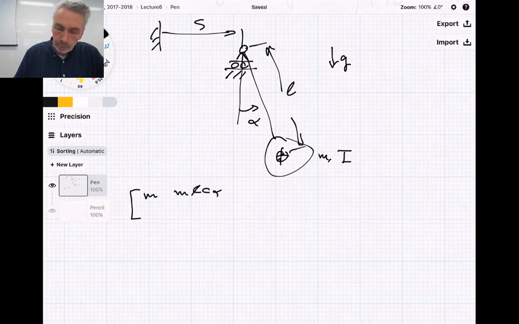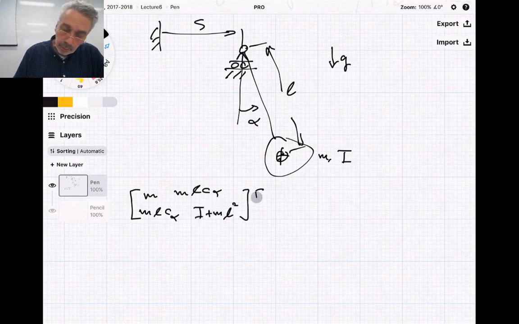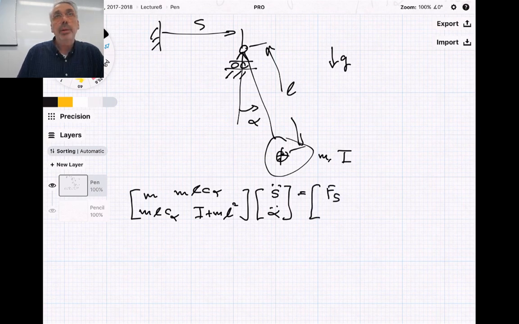ml cosine alpha, ml cosine alpha, and I plus ml squared times s double dot, alpha double dot equals F_s. Yeah. Do you remember? Something with ml alpha dot squared. Yeah. Sine or cosine.